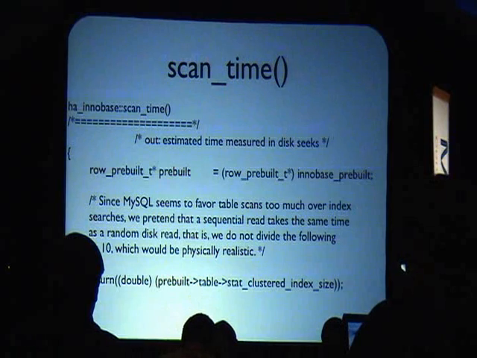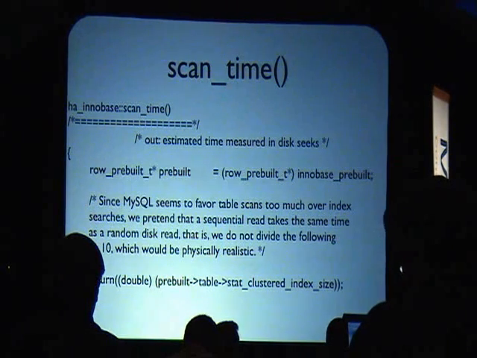So this is scan time. For scan time, all you do is return the current cost of doing an actual scan in the database. It's pretty simple.